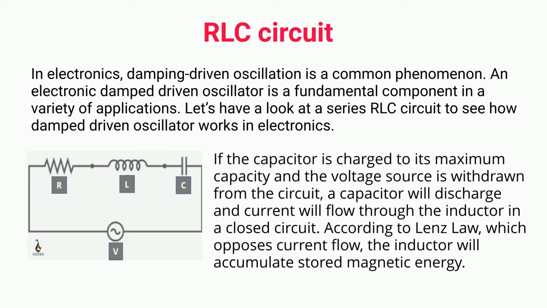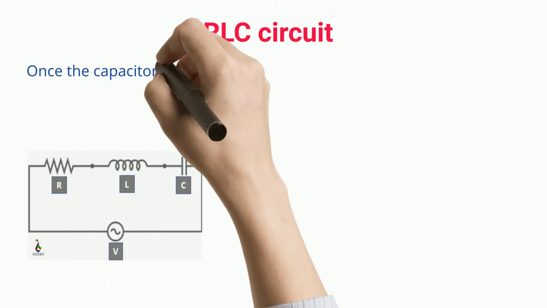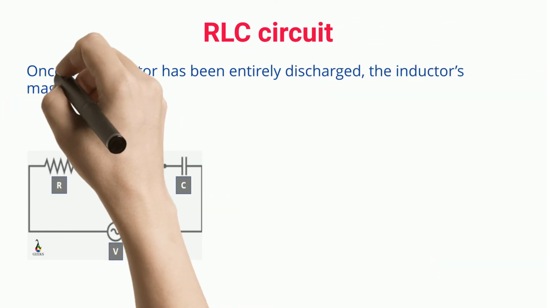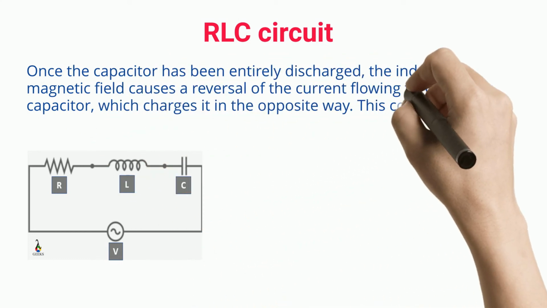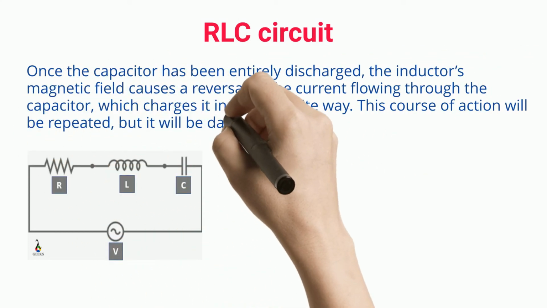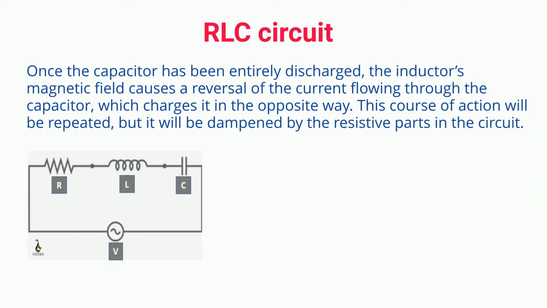If the capacitor is charged to its maximum capacity and the voltage source is withdrawn from the circuit, the capacitor will discharge and current will flow through the inductor in a closed circuit. According to Lenz's law, which opposes current flow, the inductor will accumulate stored magnetic energy. Once the capacitor has been entirely discharged, the inductor's magnetic field causes a reversal of the current flowing through the capacitor, which charges it in the opposite way. This course of action will be repeated, but it will be dampened by the resistive parts in the circuit.